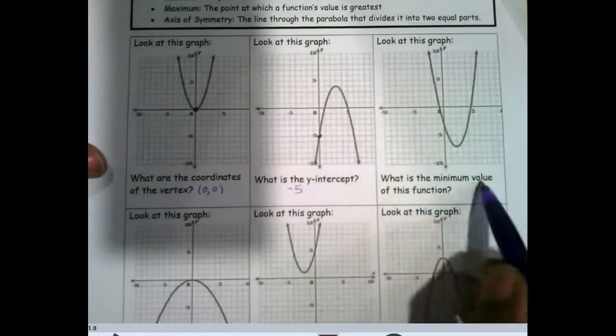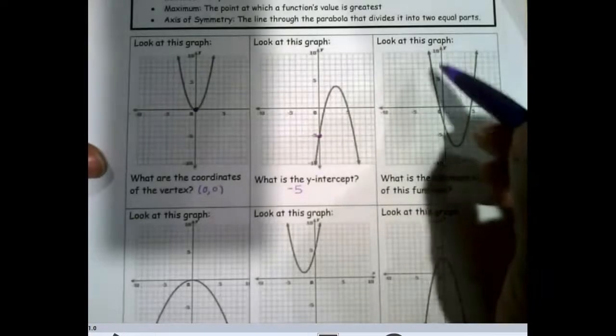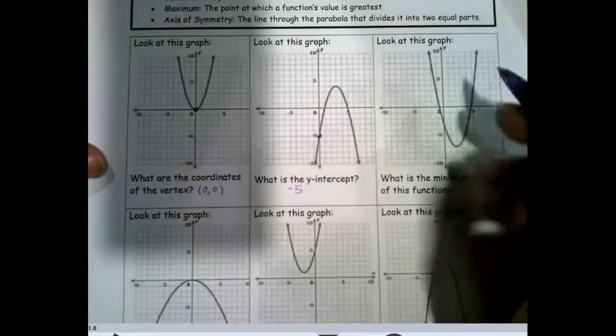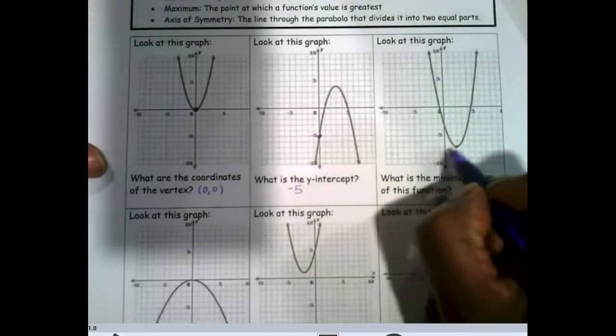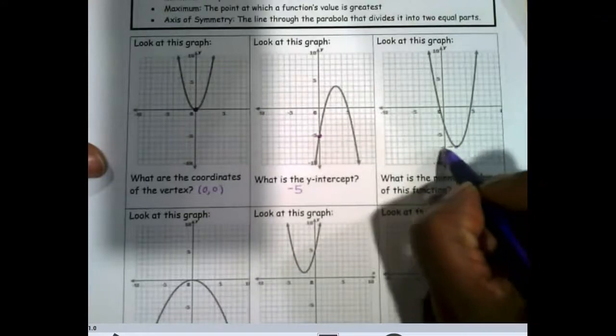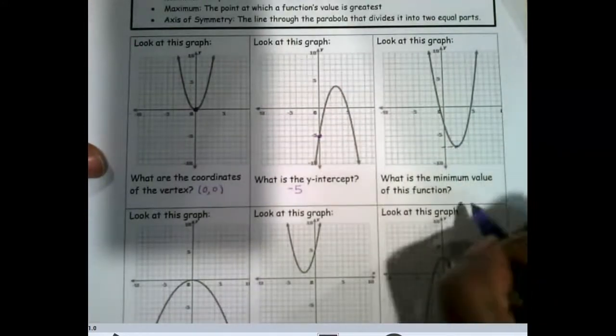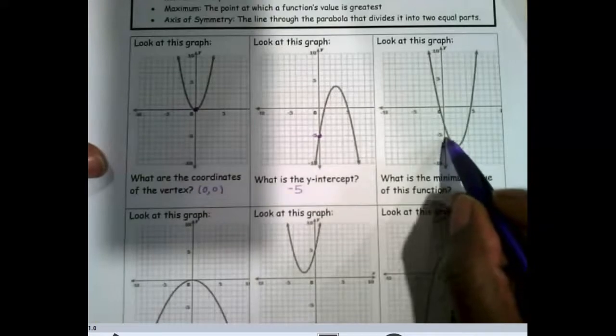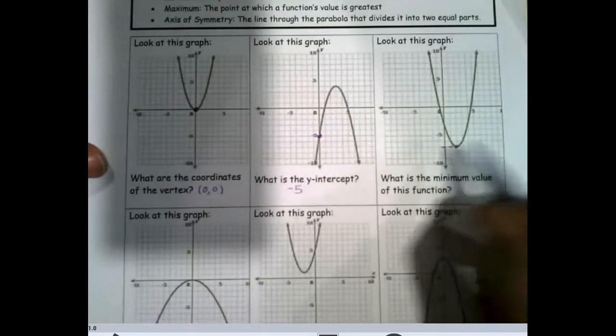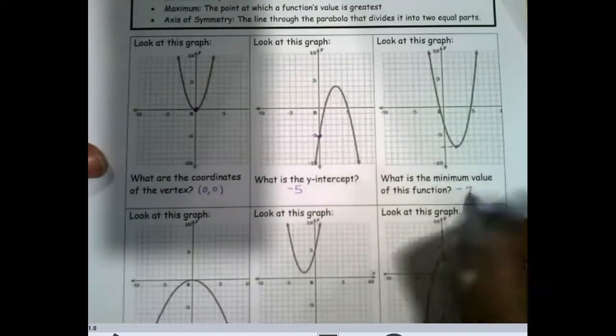What is the minimum value of this function? So what we're looking for is we're going to go down to the lowest point right here, and you want to state what the y value is. So the minimum would be not -5, not -6, but -7.